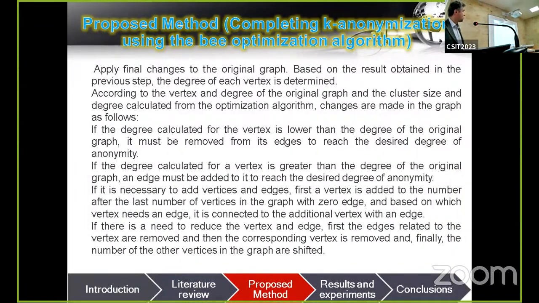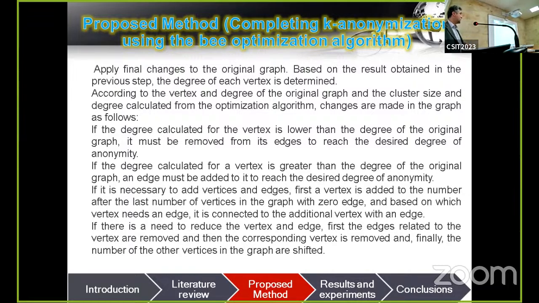Apply the final change to the original graph based on the result obtained in the previous step. The degree of each vertex is determined according to the vertex and degree of the original graph and the cluster size and degree calculated from the optimization algorithm. Changes are made to the graph as follows. If the degree calculated for the vertex is lower than the degree in the original graph, it must remove from its edges to reach the desired degree anonymity.